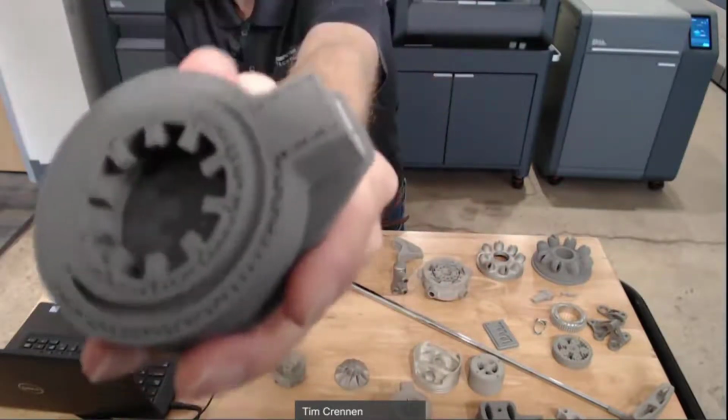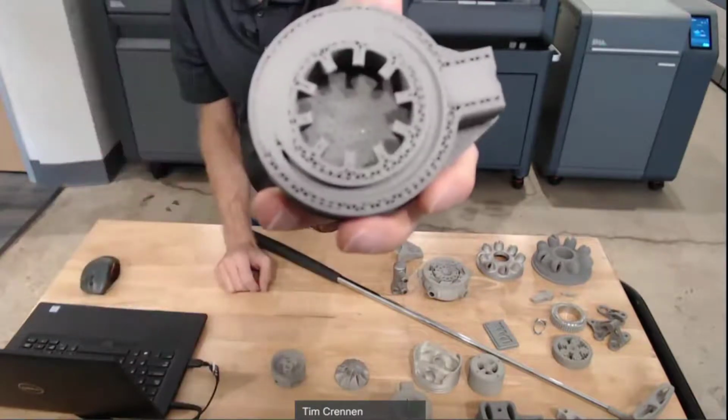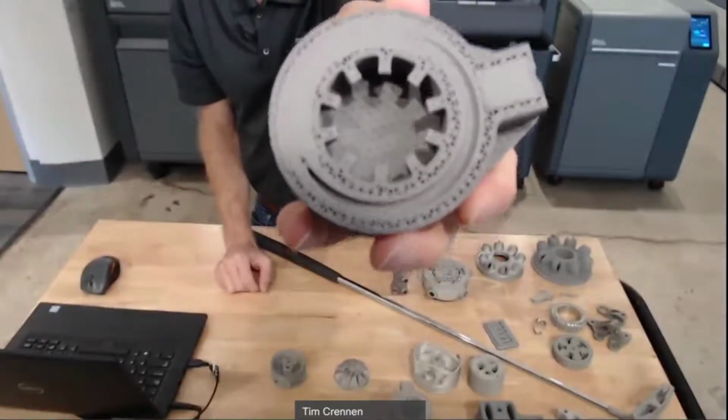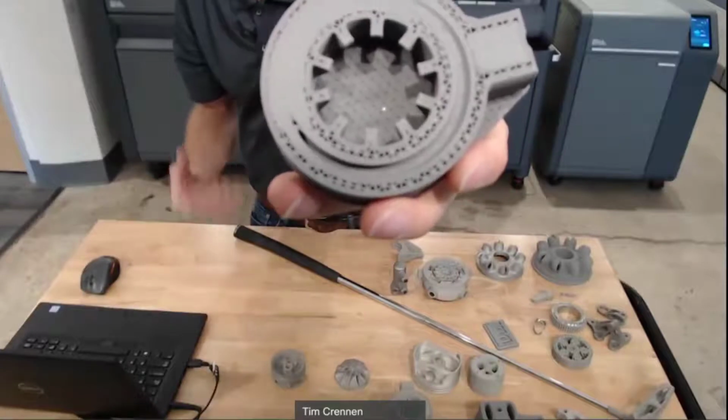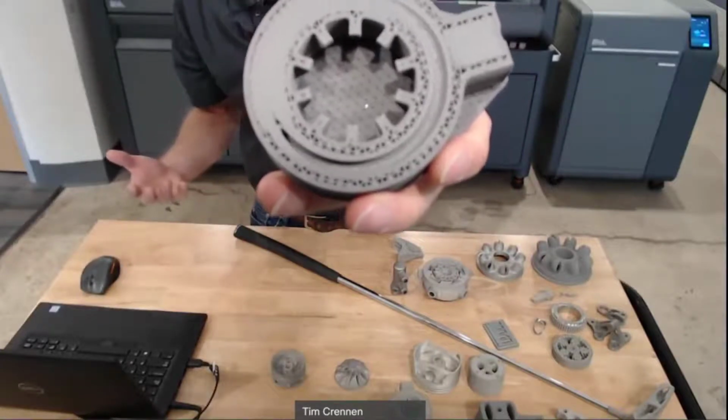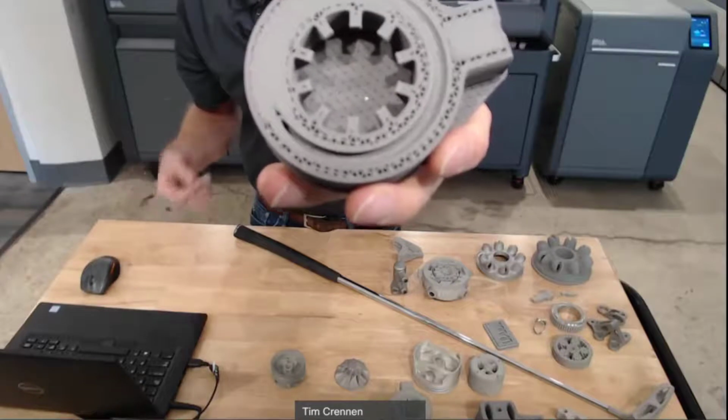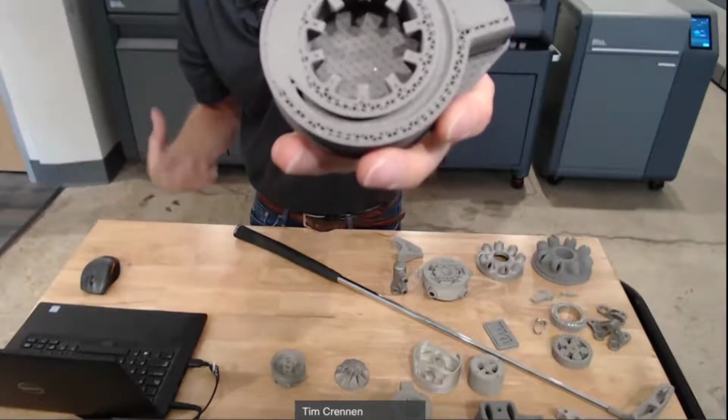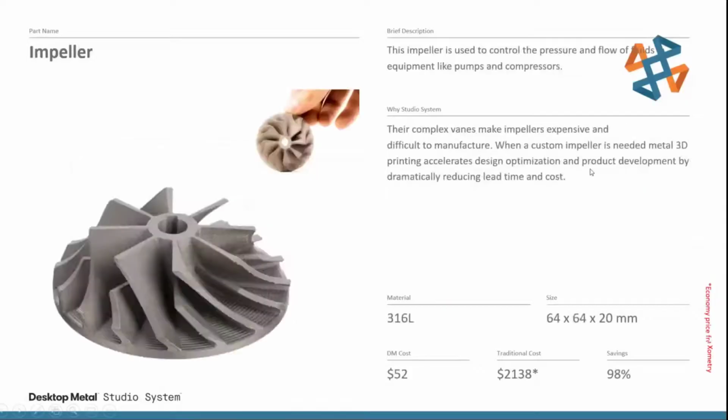So this shows that same part, but it hasn't been printed yet or sintered. And you can actually see the sparse infill that we have on it. That's similar to what we do with an FDM machine. When you want to do sparse infill on a plastic part, we do the same thing with the Studio System on a metal part. Questions you guys might have.